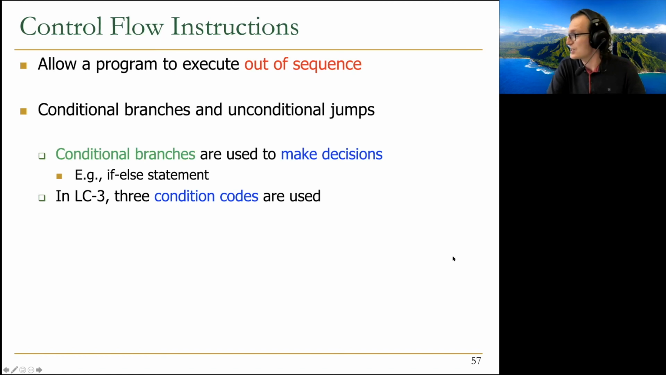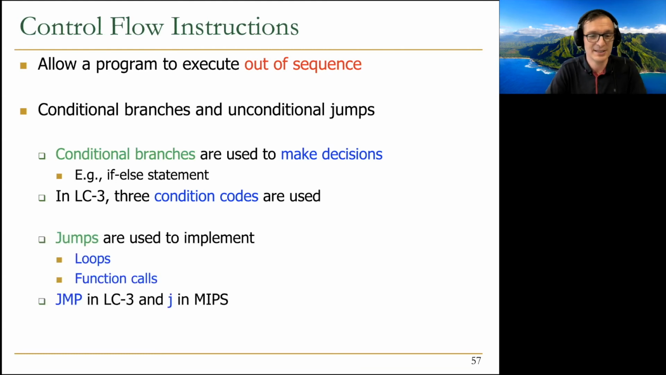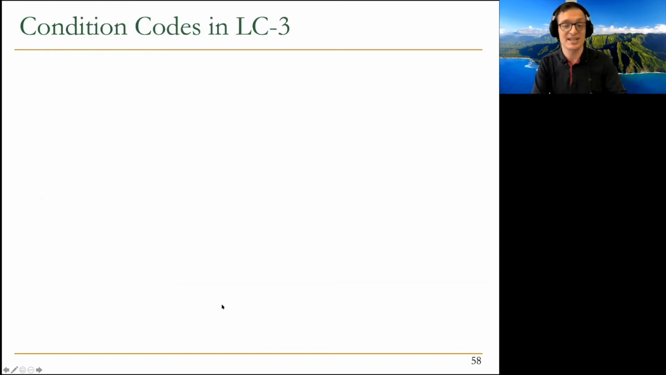There are 3 condition codes: positive, negative, or 0. And depending on the condition code you're testing, the conditional branch is taken or not, if the tested condition code is set. Jumps, on the other hand, are used to implement loops and function calls. You basically have the JMP in LC3 and J in MIPS, which we have seen at the end of yesterday's lecture.